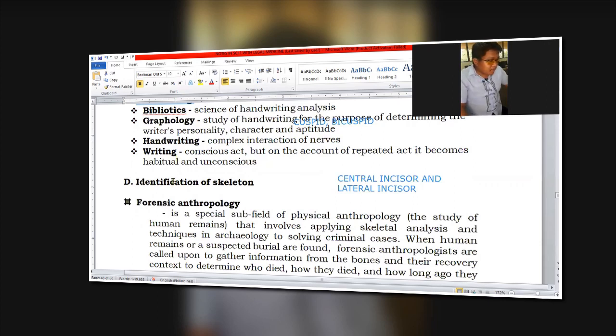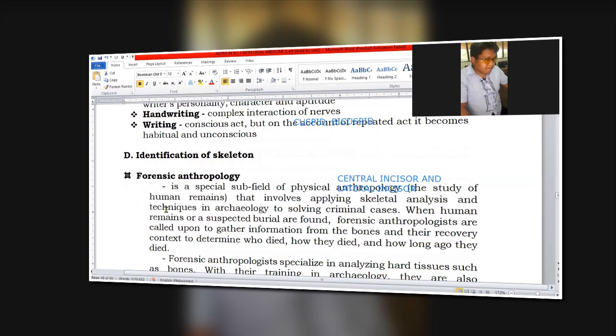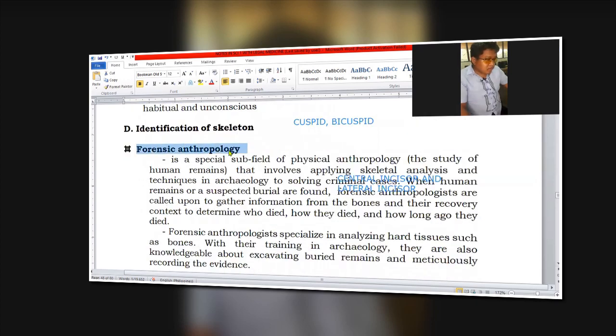Then identification of the skeleton. So we can use the skeleton. Even if the victim has been skeletonized, or you found a skeleton, the skeleton can still be used to identify the suspect or to identify the victim. Okay? So with the use of forensic anthropology, and anthropometry.